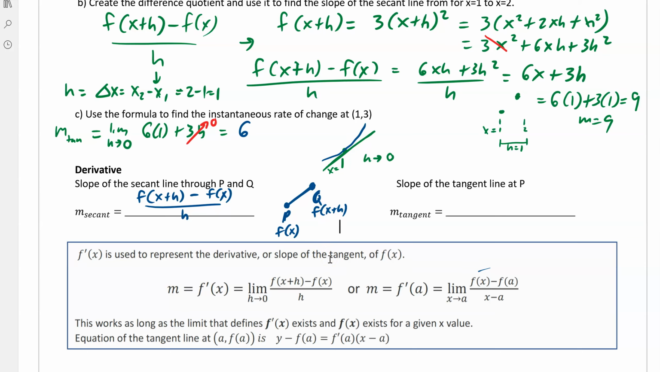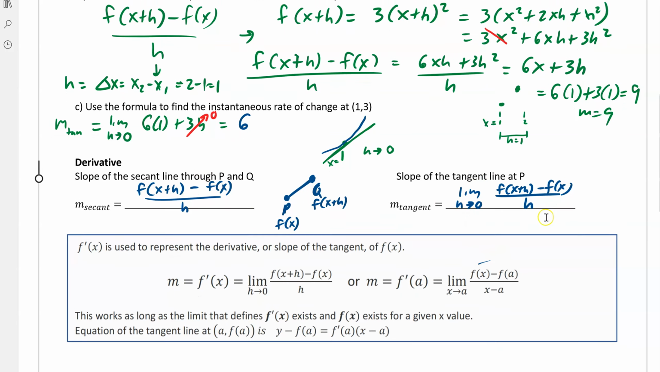So if we have the slope of the tangent line, that would just be taking the limit as h approaches 0, that distance between them, and you get the slope of the tangent. So you're basically starting with a secant, throwing a limit in front of it, and there's your answer.